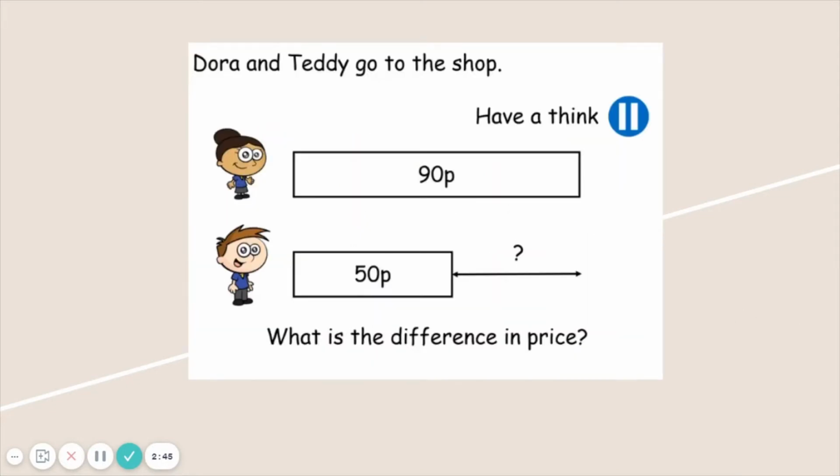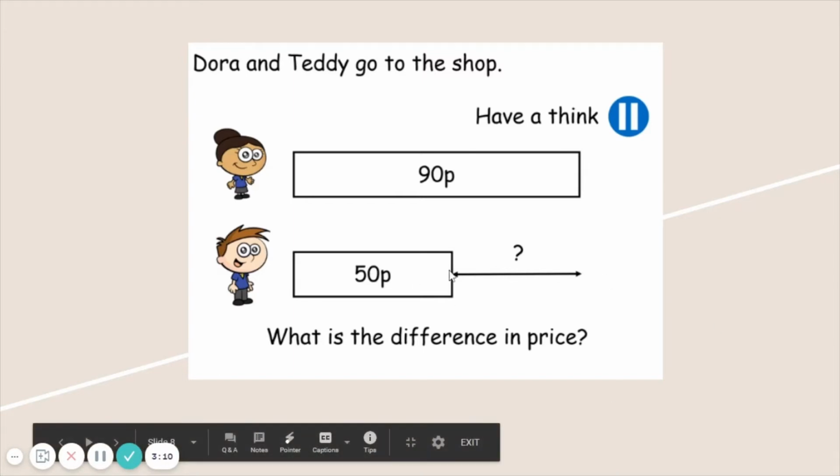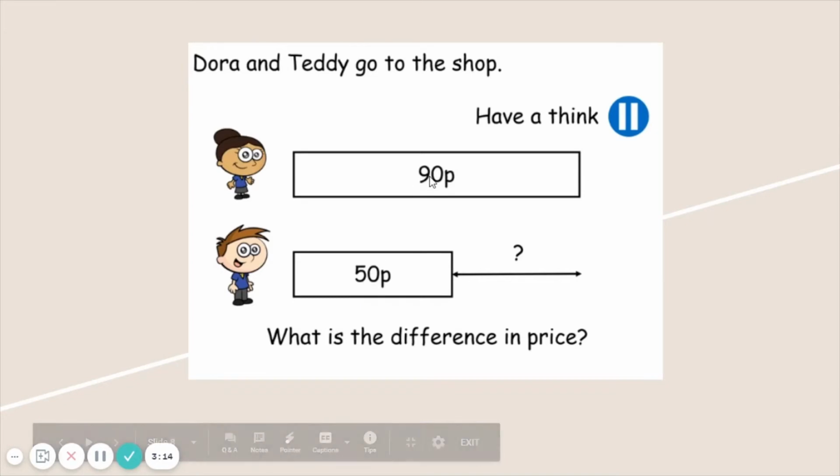Okay, now we have Dora and Teddy, and they're not showing us their coins, they're just telling us the amount that they've got. So Dora has 90p and Teddy has 50p, and we need to work out what the difference is in price. We can see they have different amounts, they have different numbers, but what's different about it? I need to get from 50p to 90p to find the difference. This arrow here, that's what's different. So I'm going to count on from 50 to 90.